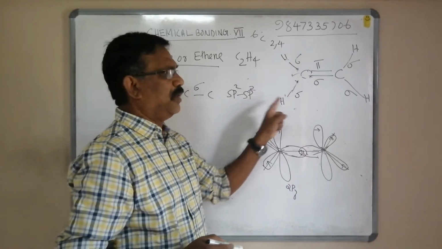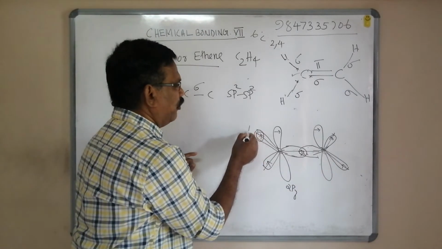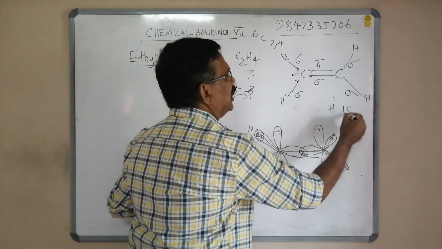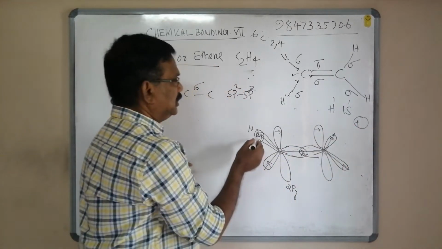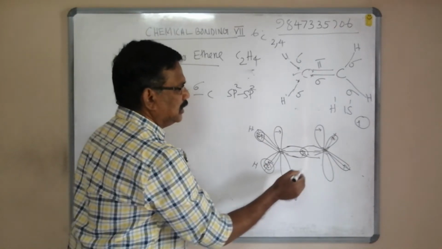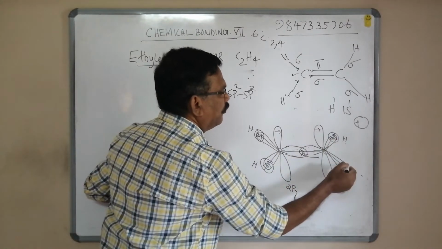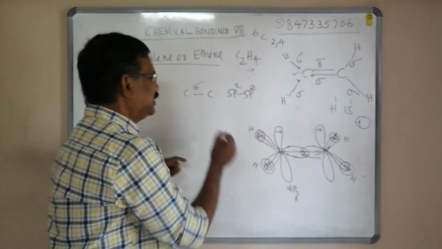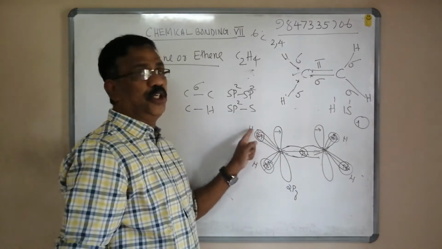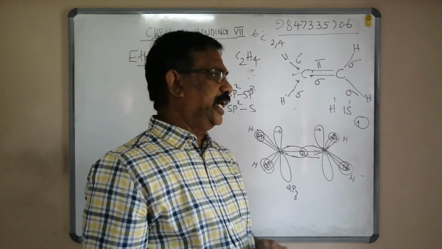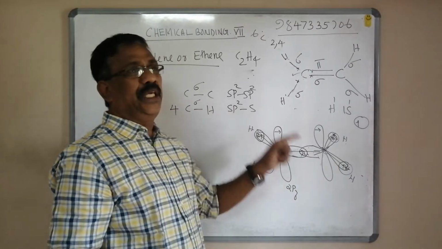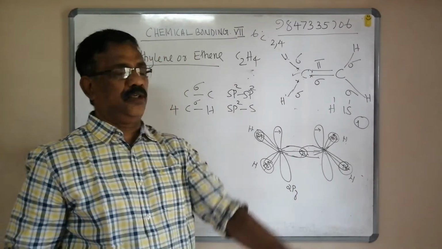Then next is the C-H sigma bond. C-H sigma bonds are formed like this: the hydrogen atom, atomic number 1, configuration 1s1, a spherical orbital with 1 electron. This is the first C-H bond, this is the second C-H bond, this is the third, and this is the fourth C-H bond, in C2H4. So the C-H sigma bonds are formed by sp2-s overlapping, the sp2 overlapping with the s orbital of hydrogen. So 4 C-H sigma bonds are formed by 4 sp2-s overlaps.